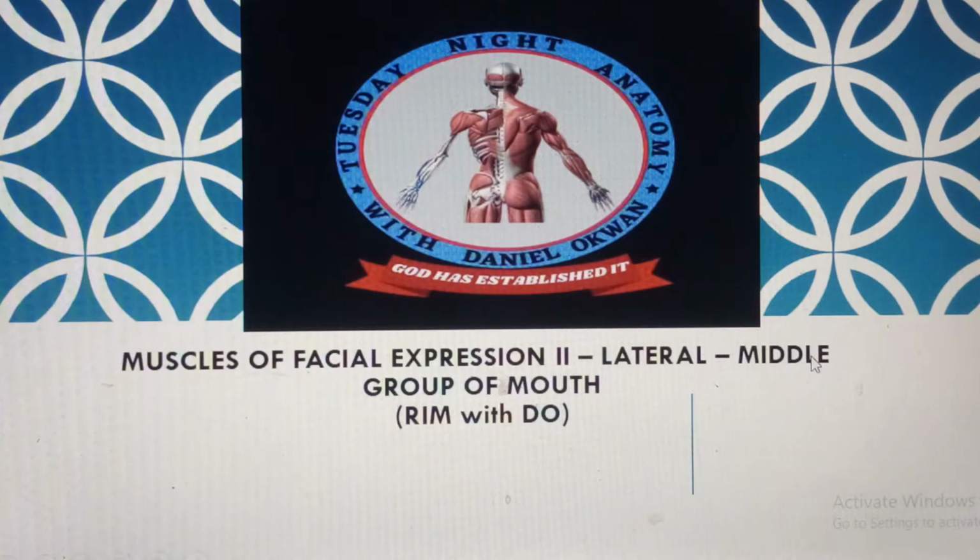Without much ado, mainly we are going to look at the Risorius muscle. We're also going to look at the zygomaticus major and of course zygomaticus minor. Then we will end with an important point of insertion, what we call the modiolus. So without much ado, let's set the ball rolling.